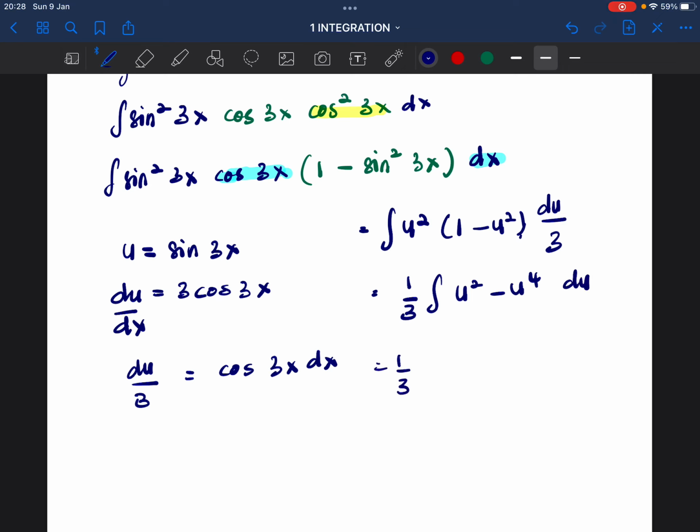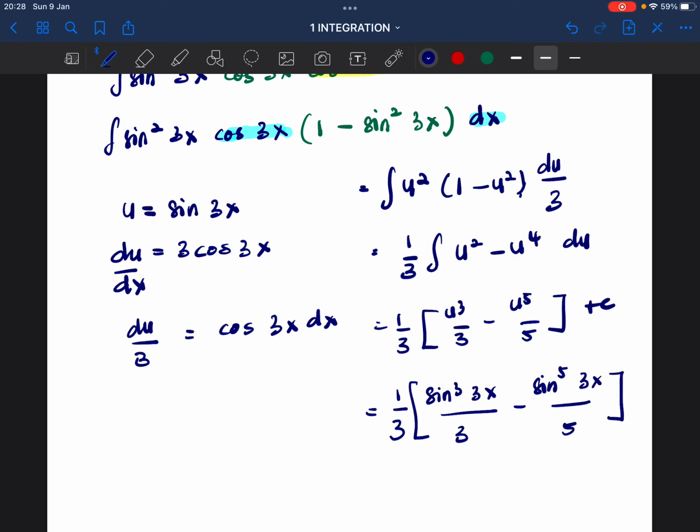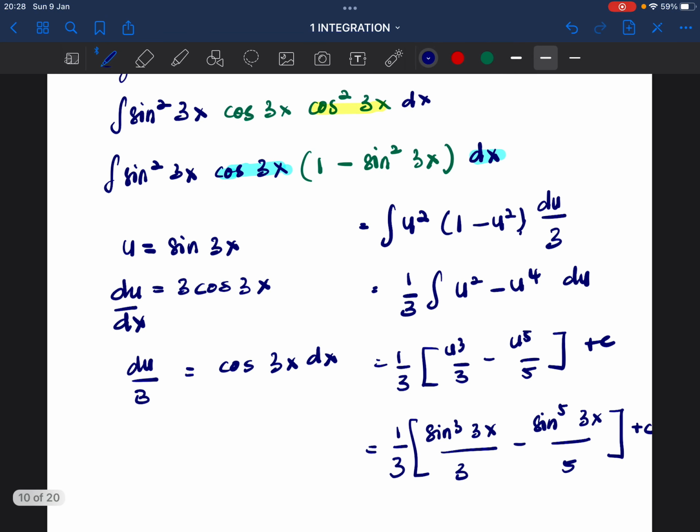So here integrate, you will get u cubed over 3 minus u to the 5 over 5. Okay, don't forget to change back into your x, which is your u is sine 3x. So the answer is sine cube 3x over 3 minus sine 5 3x over 5 plus c. Alright, so that's it. That is the answer for question B.